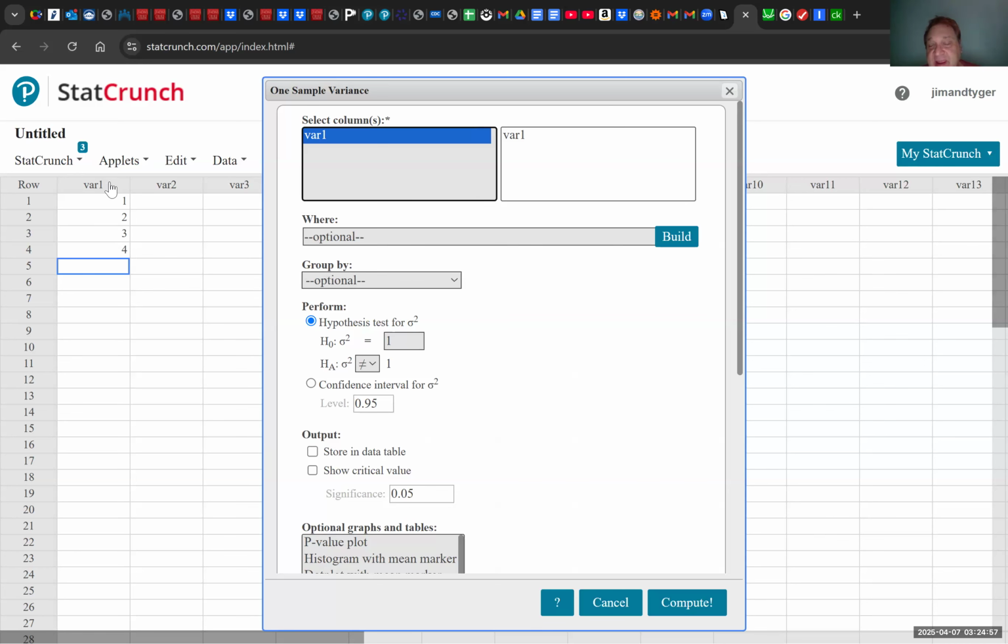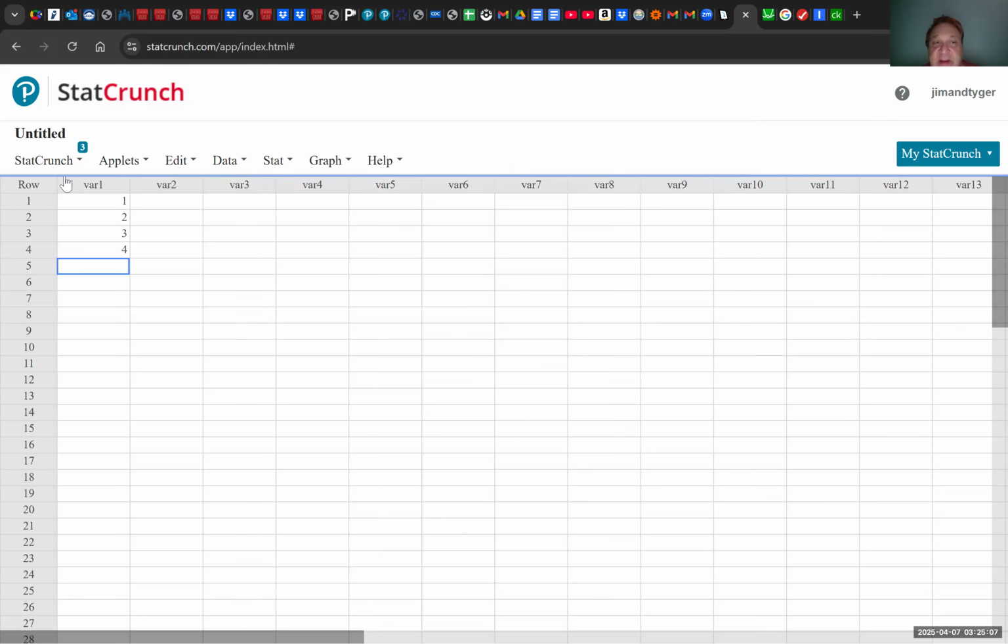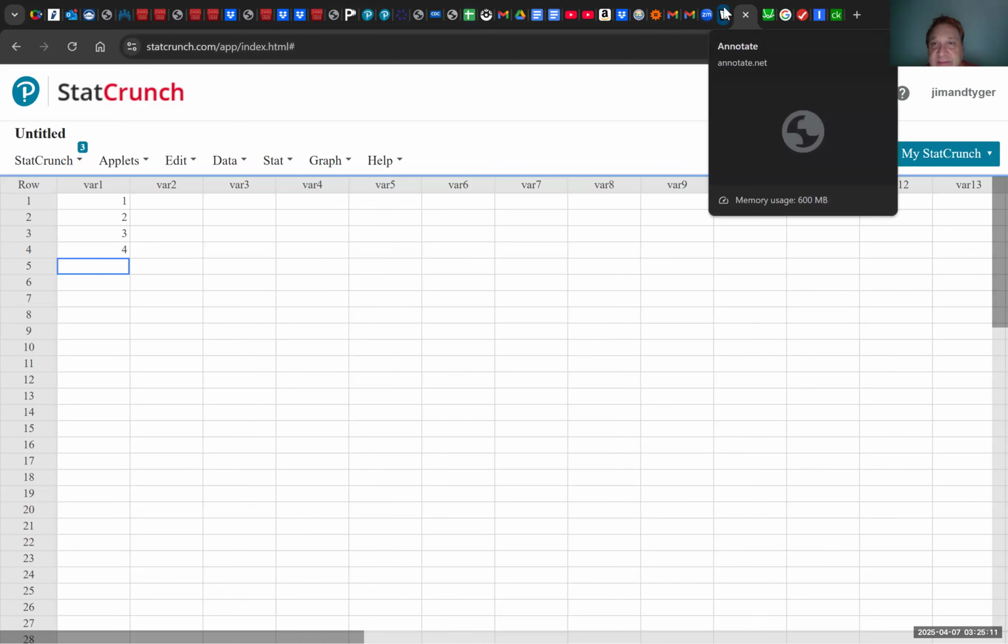So this isn't the real data. I just kind of made up the numbers 1, 2, 3, 4. But I was going to show you it's the same if you have the data instead of the summary. You just choose data instead of summary. But this is not the real data. I have the summary of stuff.